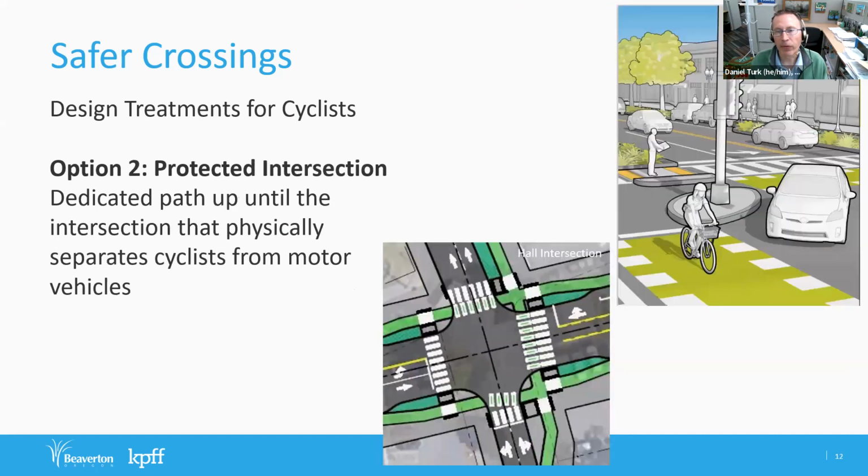The second physical design option, which is called the protected intersection, offers another design treatment for cyclists. It provides a dedicated path up until the intersection that physically separates bikes from motor vehicles. As a result, the wider intersection is more comfortable and safer for people using the bikeway.